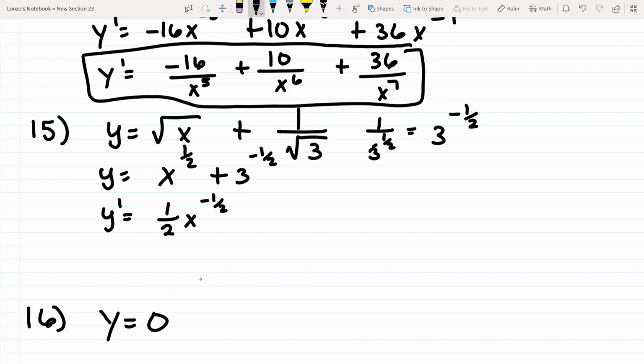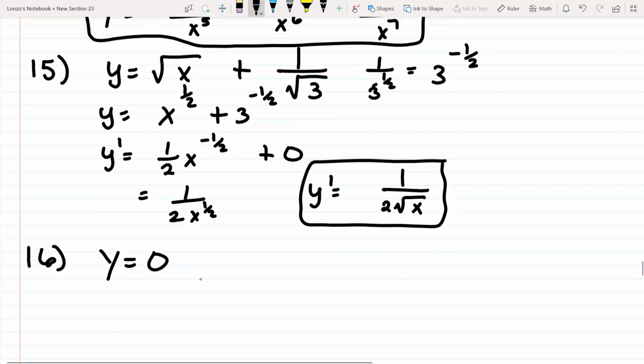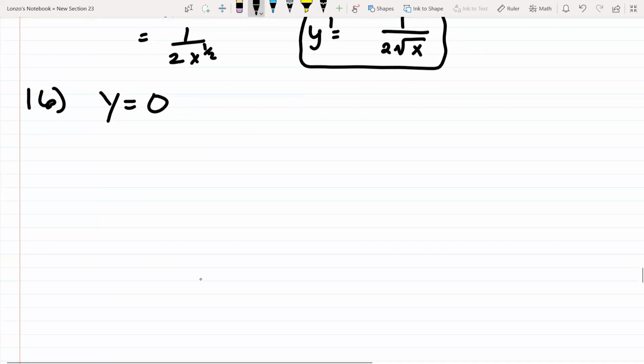And this is easy, right? The derivative, this is still technically a number. There's no x. So the derivative of a constant is 0. And then using only positive power, it would be 1 over 2x to the 1/2. And then your final answer is going to be 1 over 2 radical x. So that's your final answer. And then let's do 16. We have y equals 0, so the derivative of that, it's a constant, so it's just going to be 0.